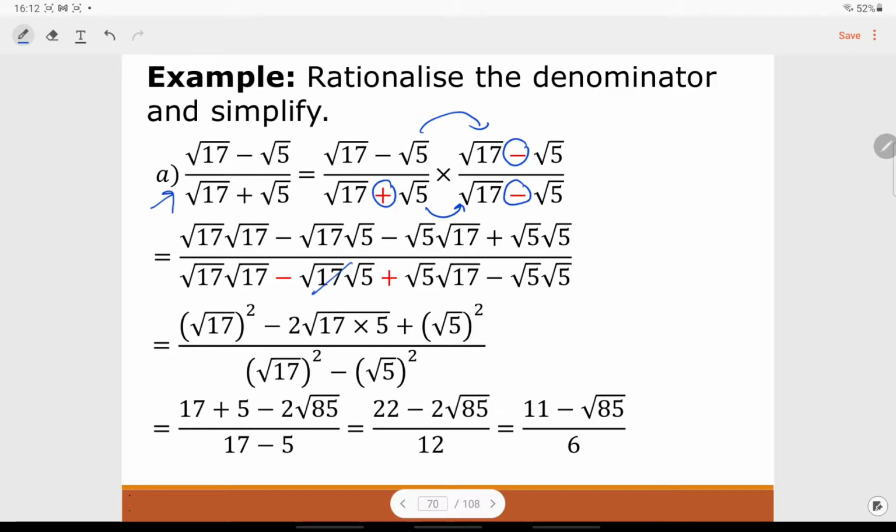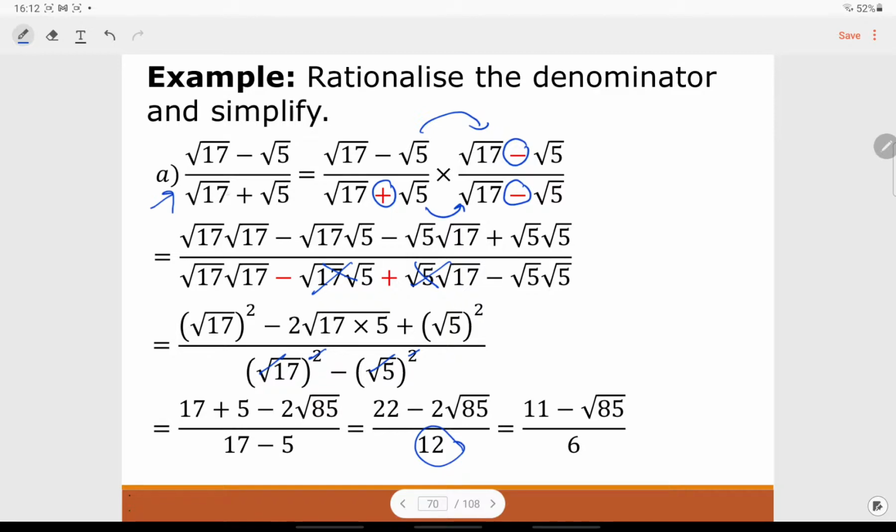Okay, so these two can be cancelled out, because plus minus equals 0. So the denominator now becomes, 17 square can cancel out. This one 5 square can be cancelled out. So the remaining value is a natural number.